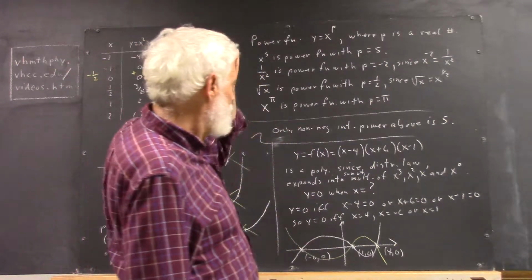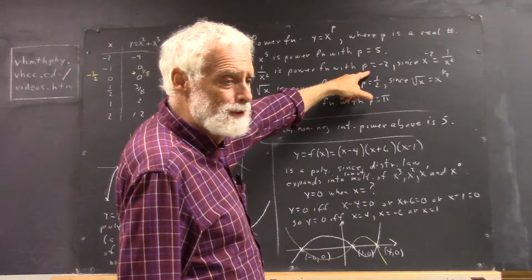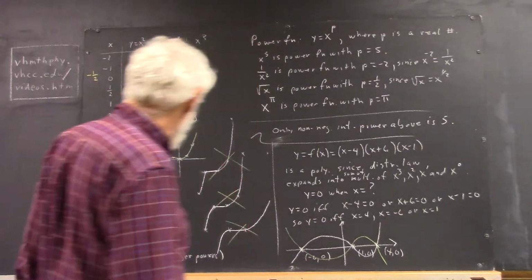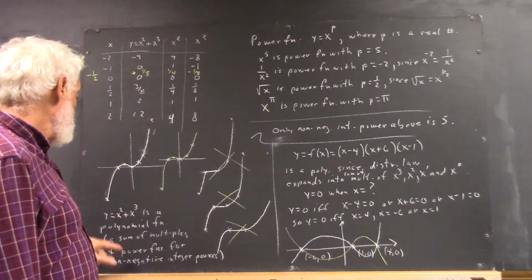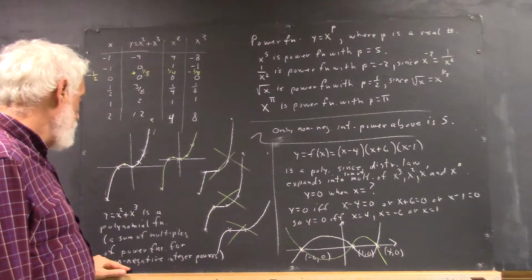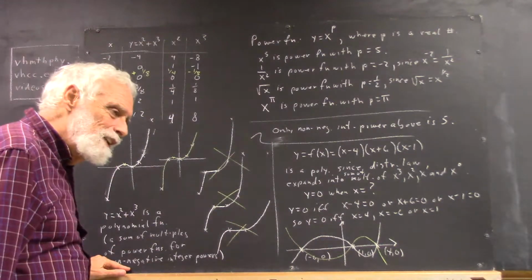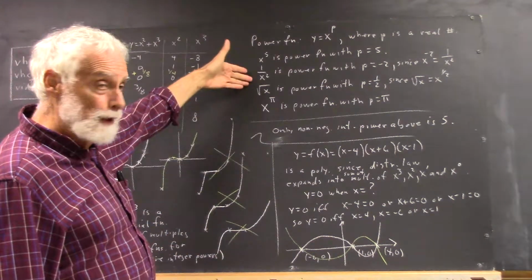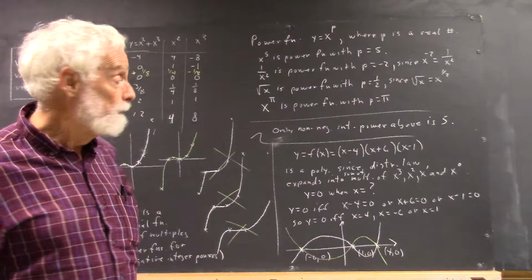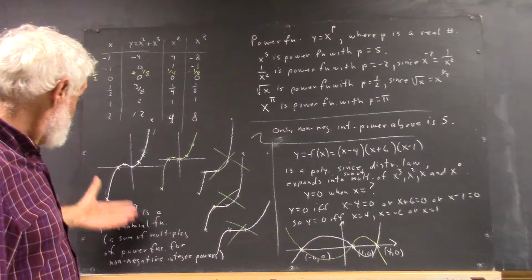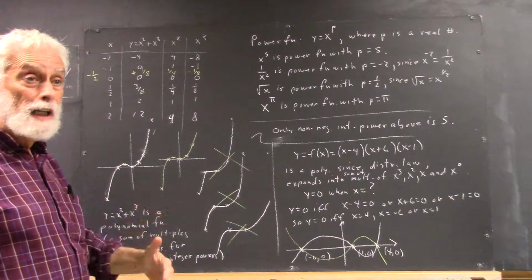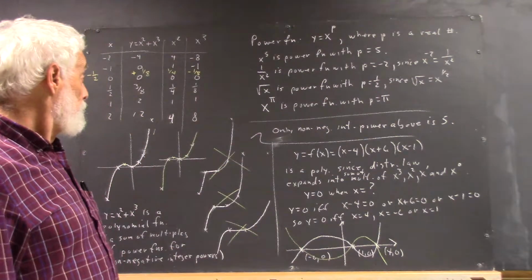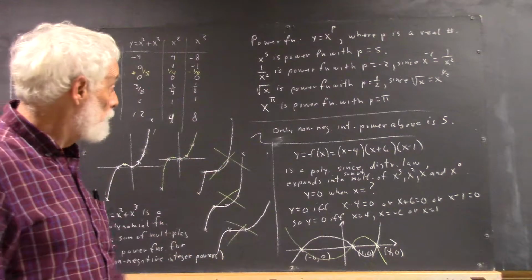And notice that negative 2 is a negative integer, isn't it? Our power functions that make up polynomials have to include only non-negative integer powers. So we would never include 1 over x squared as part of a polynomial, okay? The power has to be non-negative, and it has to be an integer, meaning no fractional part.